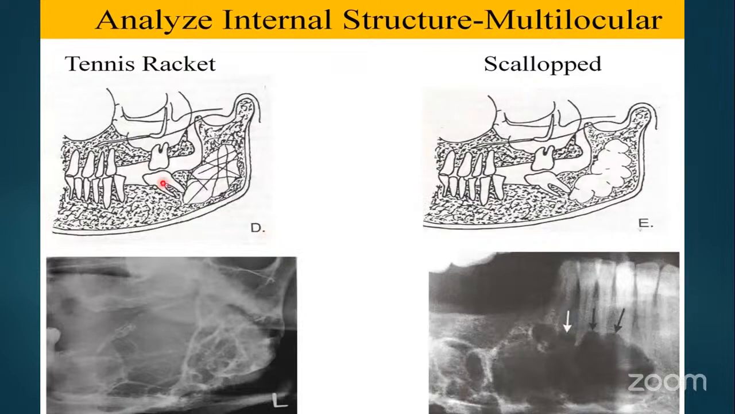Yeah, so this thing, no? Again, these are multilocular lesions only. We call it a tennis racket appearance because the septae will be exactly at right angles to each other. Okay, so they'll be perpendicular to each other. That is why we call it a tennis racket appearance. And scalloping lesion, we already saw it in case of an OKC. We have a scalloping lesion.